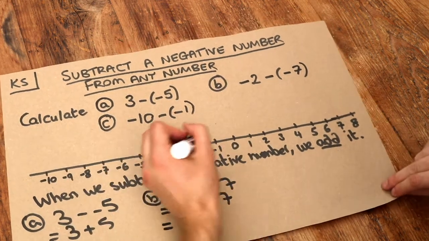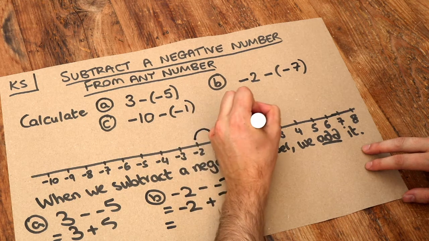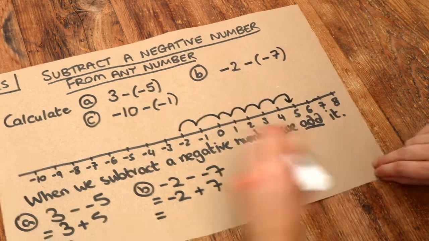Well, we start at minus 2, and then we go up 7. 1, 2, 3, 4, 5, 6, 7. Then we end up at 5.